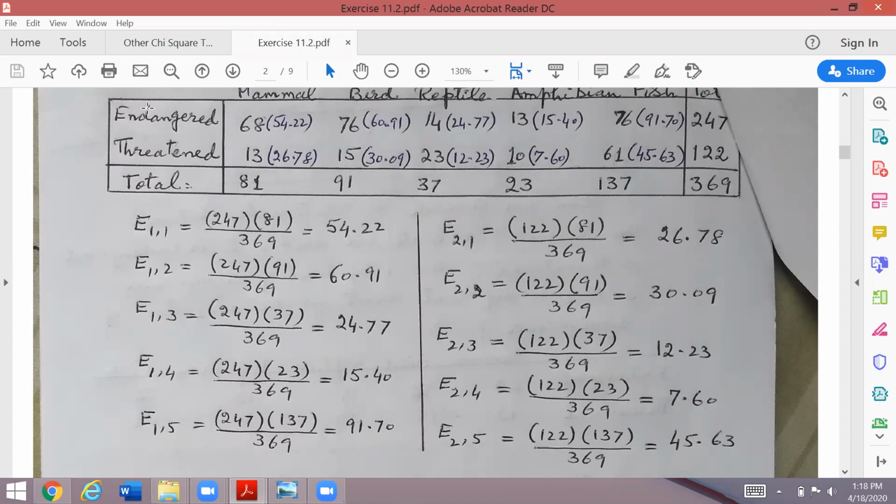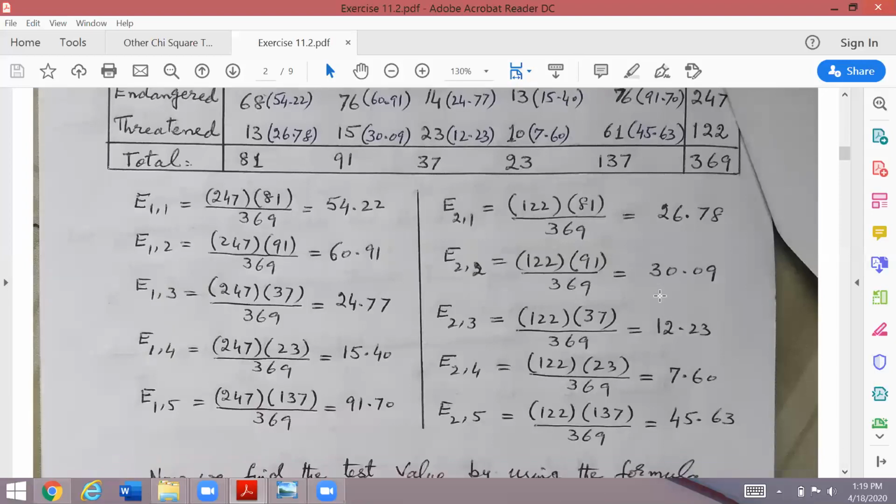Now I switch over to the next row. Next row element will be written as E21. E21 means the second row and the first column. So second row sum is what? 122, and the first column sum is 81. So multiply 122 with 81 and divide by the grand total. Okay, you get this value. E22, second row, second column. The second row sum is 122. Second column sum is 91. Multiply them and then divide by 369, and keep on doing in the same style.